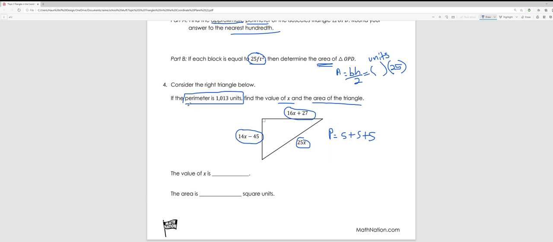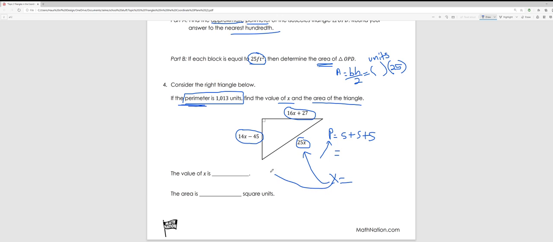And notice they give you the perimeter. They tell you that the perimeter is 1013. So you're going to plug in 1013 for P, because that's the perimeter, and that's equal to all 3 sides that they give you: 16x plus 27, 25x, plus 14x minus 45. Then you go ahead and work it out. You combine like terms, and you're going to find out what x is. Once you find the value of x, you plug it in for each one.